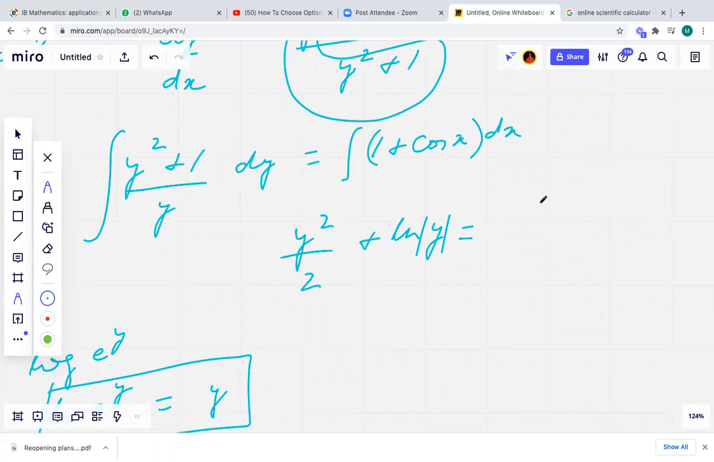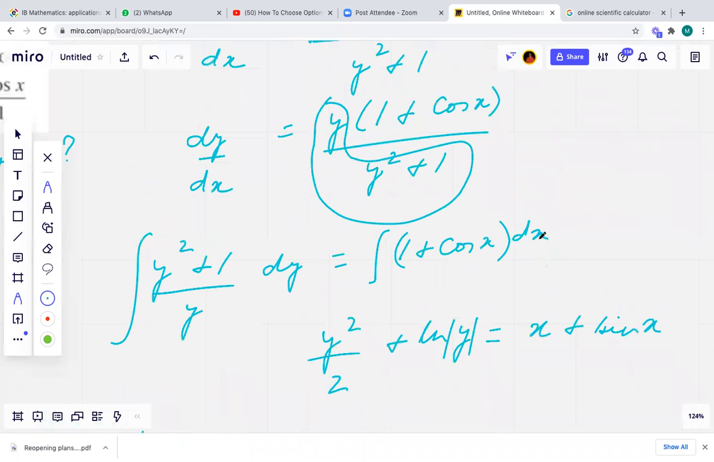One plus cos x. So this one is x plus sin x. Correct. The integral of one is x. So x plus sin x.